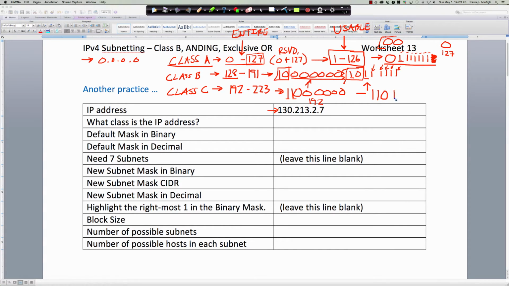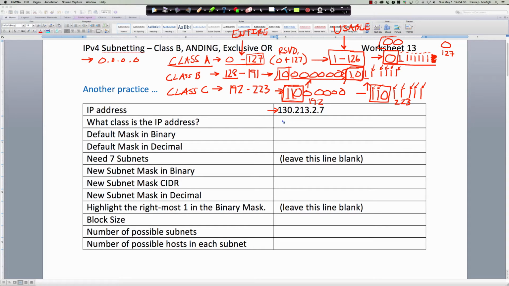110, and then 1, 2, 3, 4, 5, 6, 7, 8. And so then again, we've got 128, and 64 is 192, plus 16 would be 208, 216, 220, 222, 223. And so that's how we end up with the values that we're working with. But again, you look here, the first 3 bits are 110. So here the first bit is 0. The first 2 bits are 10, and then the 3 bits for class C are 110. And that's how we end up with our ranges.